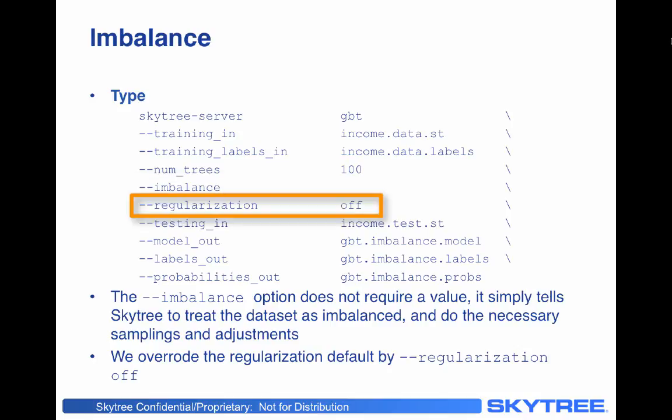The next option is something we will talk more about in a later session, but just to give a quick summary for now, Skytree by default uses a type of regularization with gradient boosted tree models.